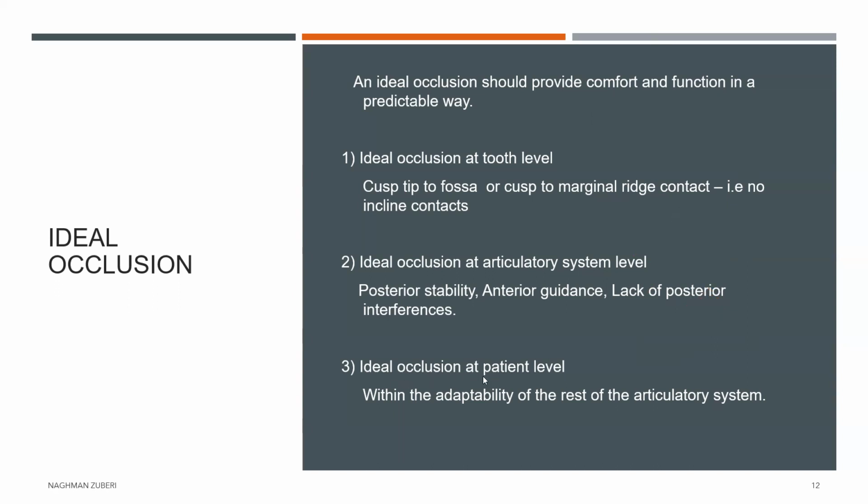Ideal occlusion at the patient's level, within the adaptability of the rest of the articulatory system, means the patient's muscles, ligaments, joints, everything would be adapting to the situation, to the occlusion. That is an ideal occlusion considered at the patient's level.